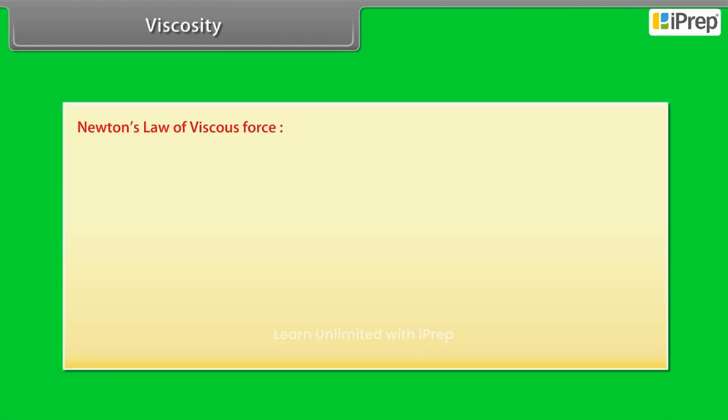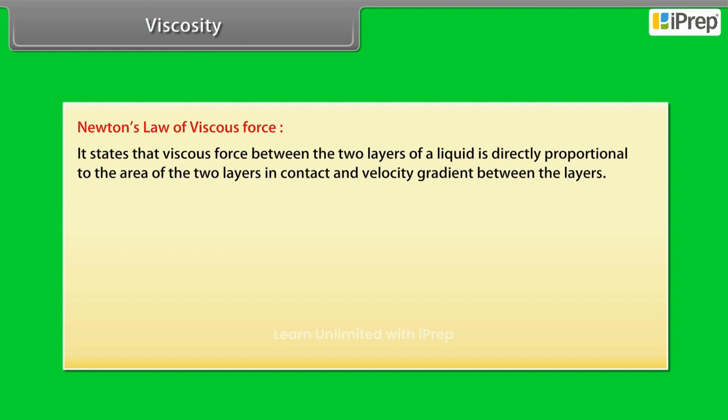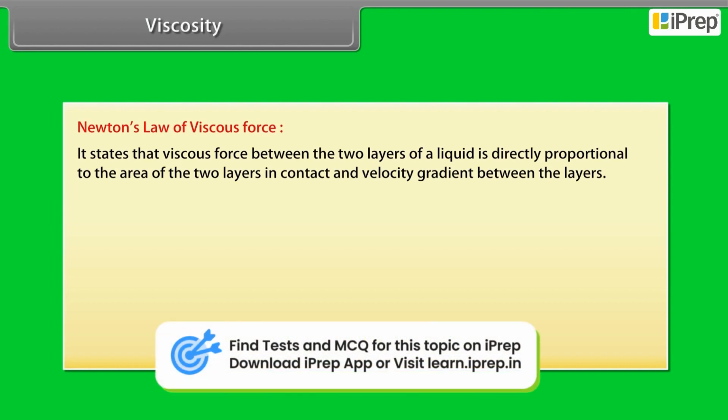Newton's law of viscous force states that viscous force between the two layers of a liquid is directly proportional to the area of the two layers in contact and velocity gradient between the layers. F is directly proportional to A into delta V upon delta X.